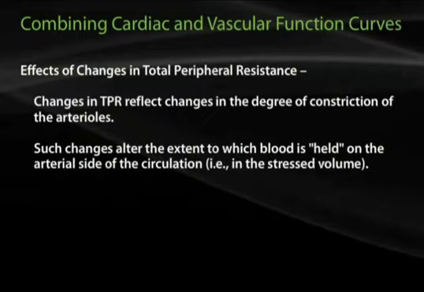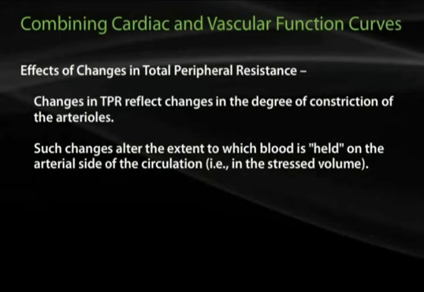The effects of the change in total peripheral vascular resistance will be discussed next. Changes in TPR reflect changes in the degree of constriction of the smooth muscle of arterioles. Remember, the peripheral arterioles are the resistance vessels. As the smooth muscle in these vessels relaxes, TPR will decrease. As the smooth muscle constricts, the TPR will increase.